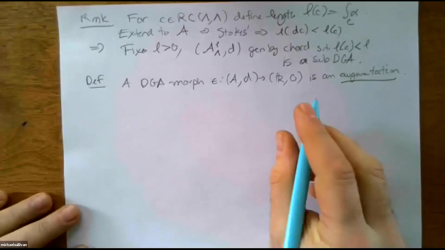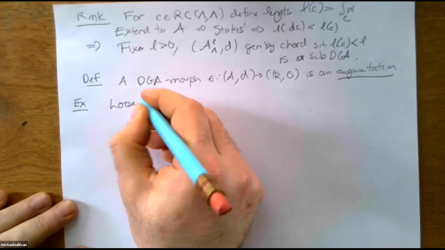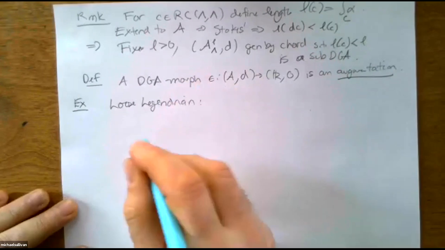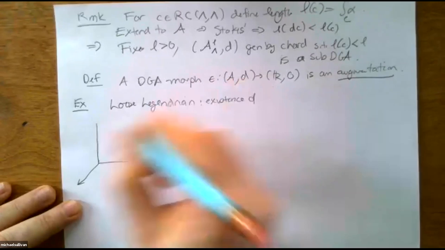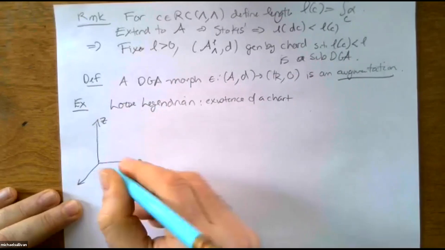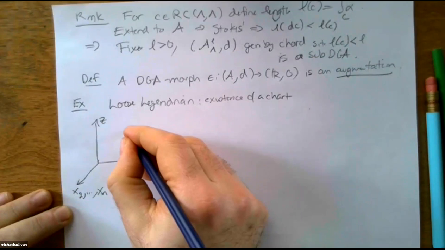So let me do one example definition. Let's consider a loose Legendrian. So basically what that means is, I'll draw it in the front projection again, that you have the existence of a chart in which it looks something like this. Okay, here comes the hard part. Oh boy. Okay.